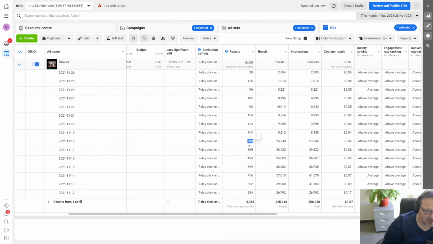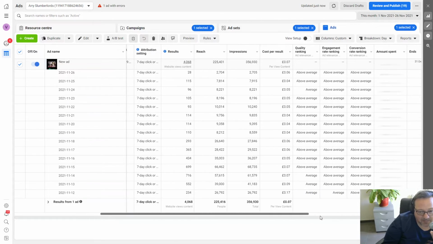Then at this point, I think it was here, I reduced it to £5 a day. And since then, including today, it's been going at £5 a day. As you can see today, it's only reached 28 results, but it's looking like it's going to reach about 100 conversions a day for about £5 a day, which to me isn't a bad result at all.